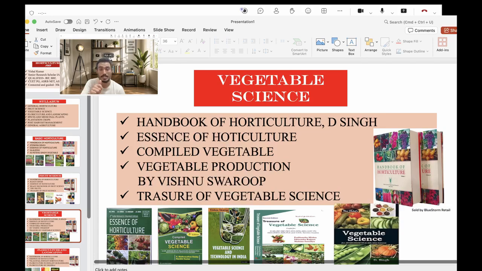But from both a production and a breeding point of view, this book is very good, and it is a hybrid-based book. So if you are preparing for JRF Horticulture, I will recommend this book, but you should be very prudent and study very meticulously because you have a lot more to study, right?